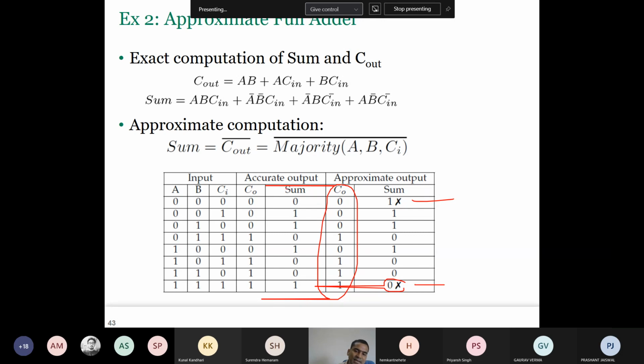Now this cout can be computed just by using a majority circuit, and a majority circuit is easy to compute. And for sum, instead of having this very large expression, we have just computed it as an inverse of majority logic. So now sum is very, very easy and quick to compute, although it will have errors. In 2 out of 8 cases, it will have an error. If that kind of error is acceptable to you, then you can use this approximate adder.